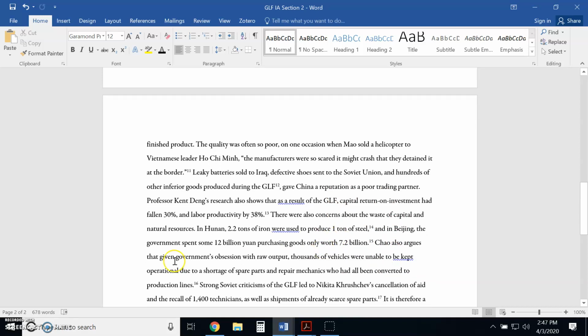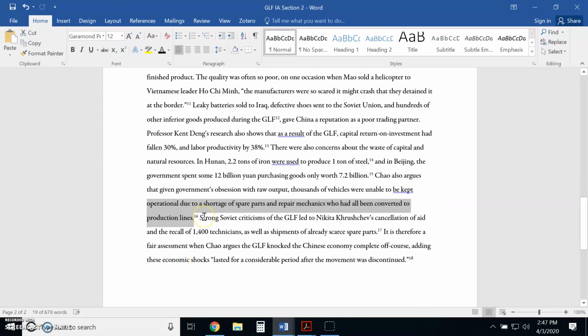Chao also argues that given the government's obsession with raw output, thousands of vehicles were unable to be kept operational due to a shortage of spare parts and repair mechanics who had all been converted to production lines. Again, that was me reading my source and paraphrasing, because that's really grown up, right? That's going to get you a lot more points the more you paraphrase instead of use direct quotations. Strong Soviet criticisms of the Great Leap Forward led to Nikita Khrushchev's cancellation of aid and the recall of 1,400 technicians, as well as shipments of already scarce spare parts.